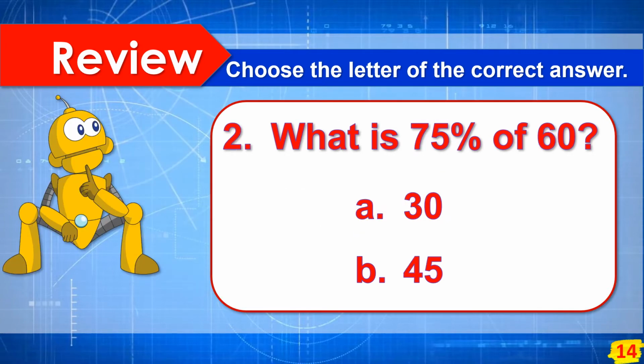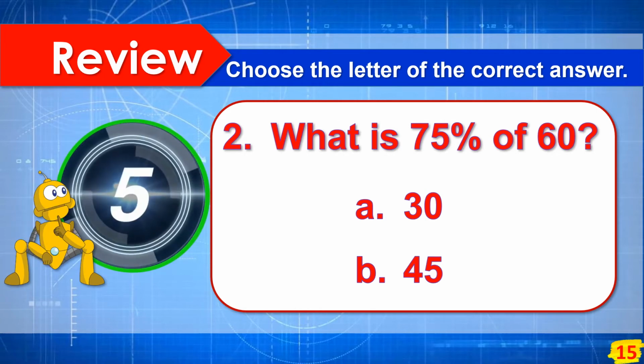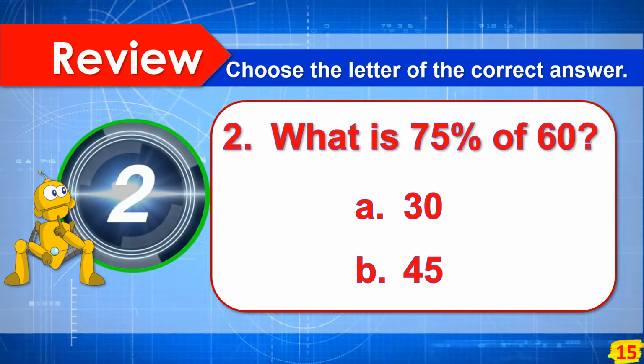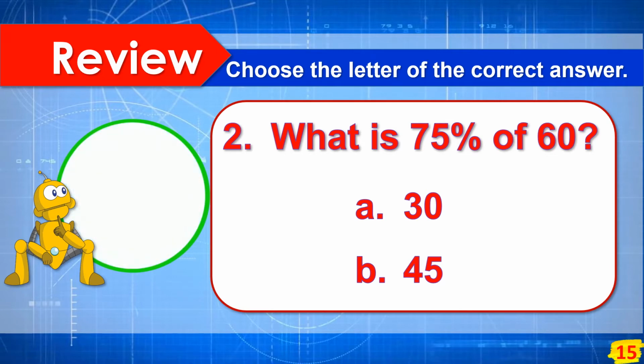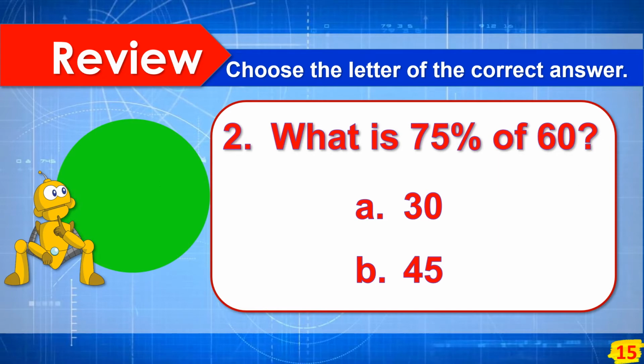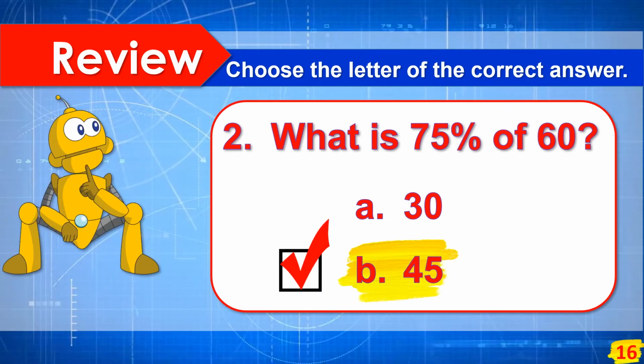For number 2, what is 75% of 60? Again, what is 75% of 60? A. 30, B. 45. I will give you 5 seconds to answer. If your answer is letter B, then you are right. 75% of 60 is 45.